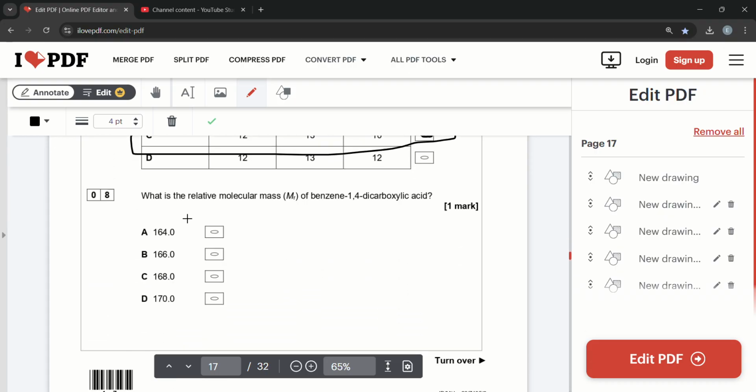8. What is the relative molecular mass of benzene-1,4-dicarboxylic acid? You work out the Mr. Benzene, you know, your C6H6, and then your 1,4-dicarboxylic acid, 2 carboxylic acid groups, and you should get 166.0.